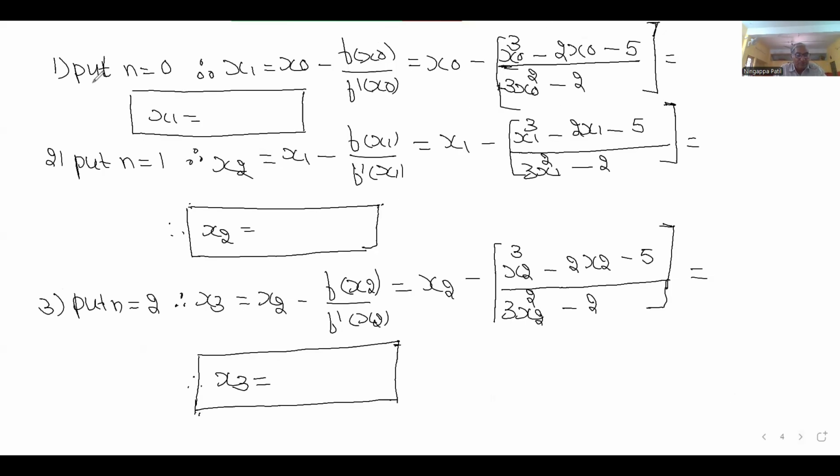Now, look here, my dear students. The iteration starts now. The examiner sees them. You write n equal to 0.